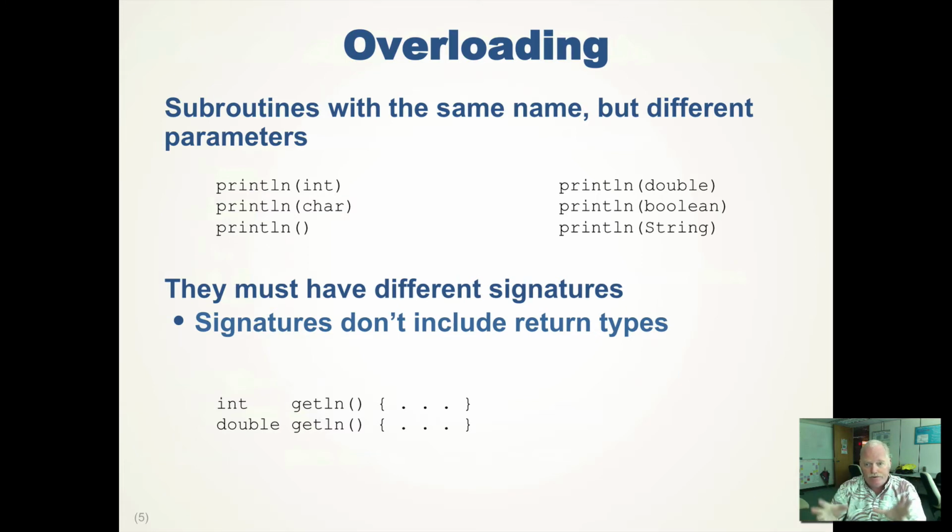We can't have the different signatures only being different by their return type. Notice all the print lines have different parameters. So when it's called, Java can determine which one was called. Is it a Boolean? Well, there would be a Boolean expression there. So I call print line Boolean.